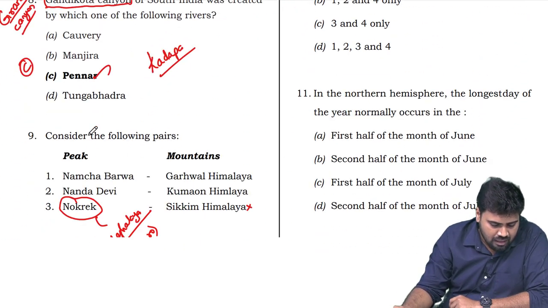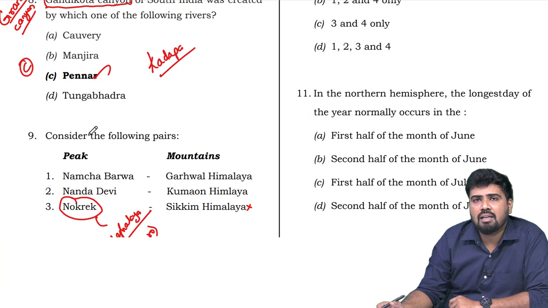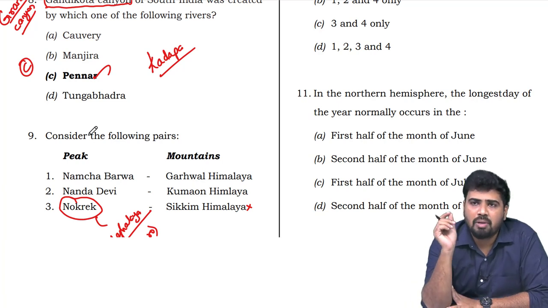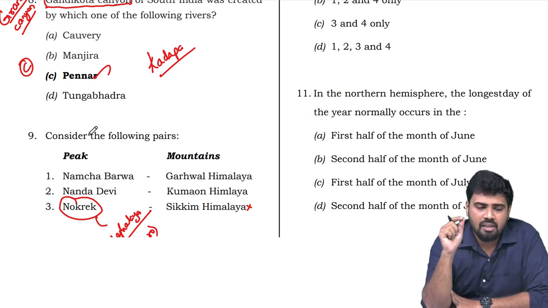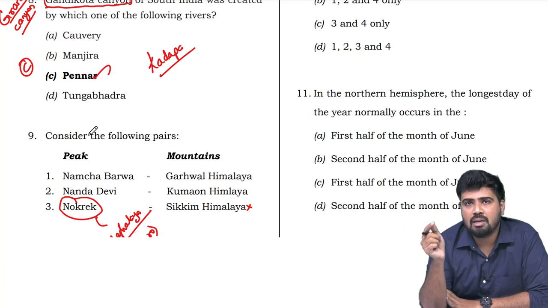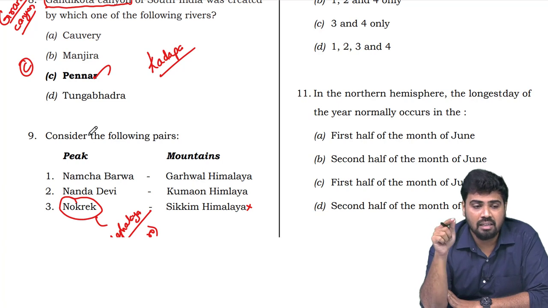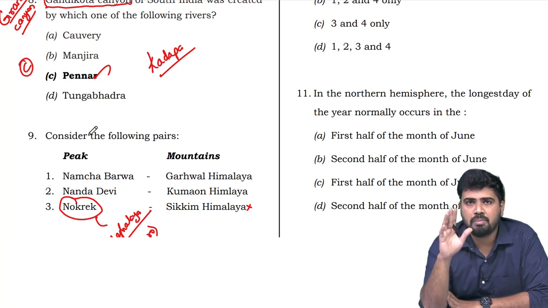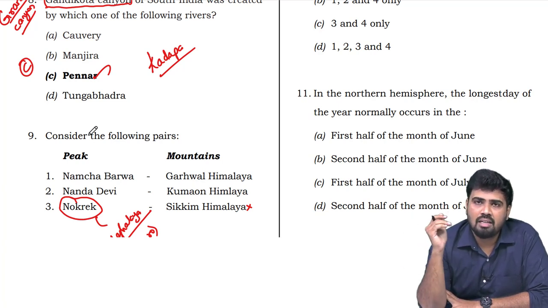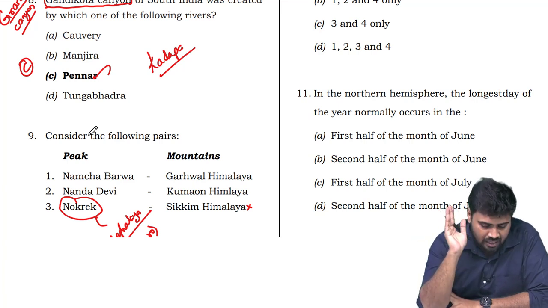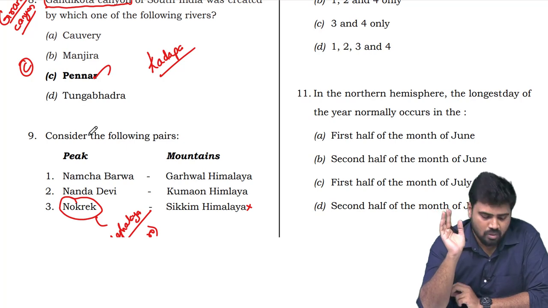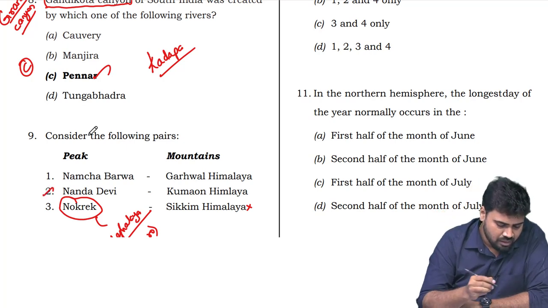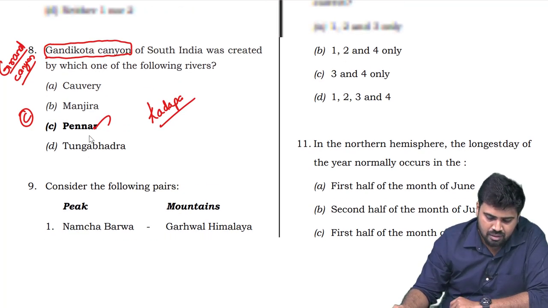So next, Nanda Devi in Kumaon Himalayas. Nanda Devi Biosphere Reserve again. Nanda Devi is the second highest peak after Kanchenjunga. Kanchenjunga is the highest peak in Indian control. Actually it is K2, but it is in POK. So Kanchenjunga is the highest peak in India, it is in Sikkim, and the second highest peak is Nanda Devi. It is in Kumaon Himalayas, Uttarakhand region. So for Nanda Devi, the second statement is correct.